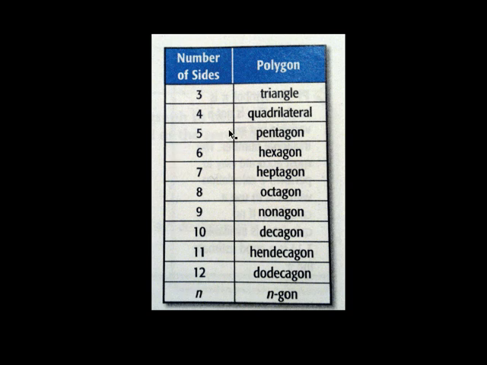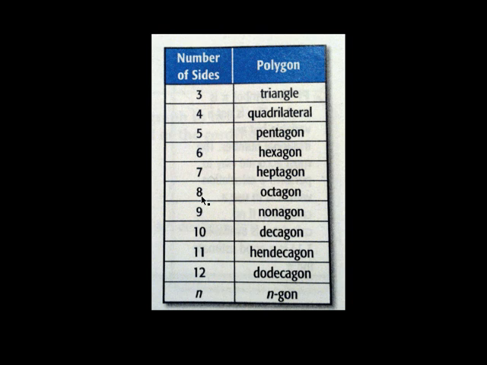Okay. 5 is a pentagon. You've probably heard of the Pentagon, the big old building in Washington, D.C. Why? Because it's got 5 sides. Hexagon is 6 sides. Hexa is the prefix for 6. 7 sides is a heptagon. You don't see 7 all that often. 6 you see a lot. 5, 4, 3 you see a lot. 7 not so much. 8 you see probably every single day.